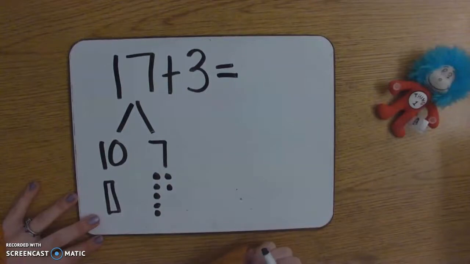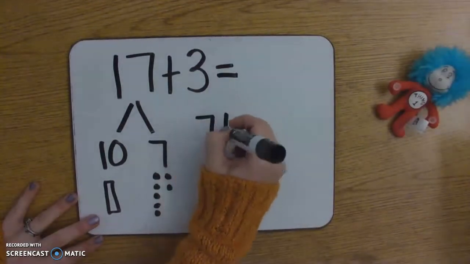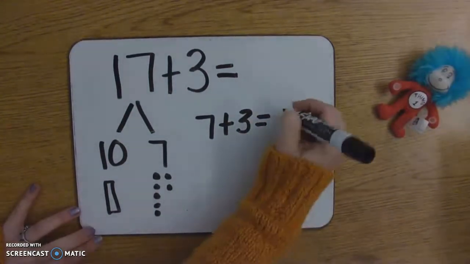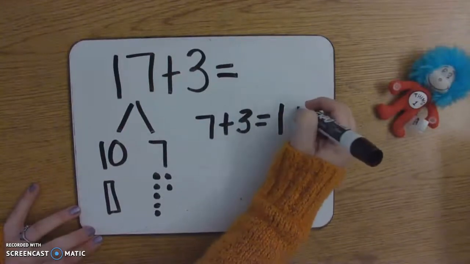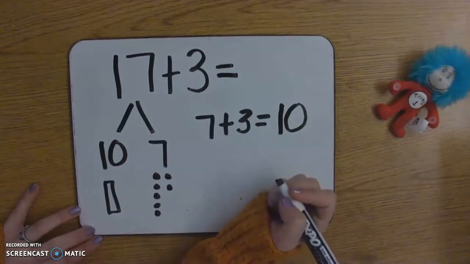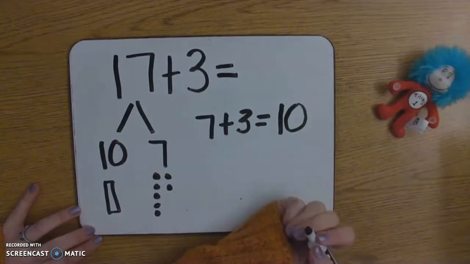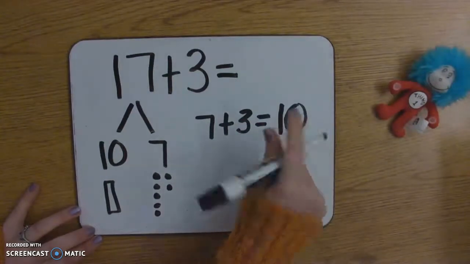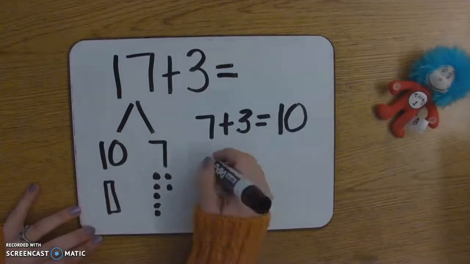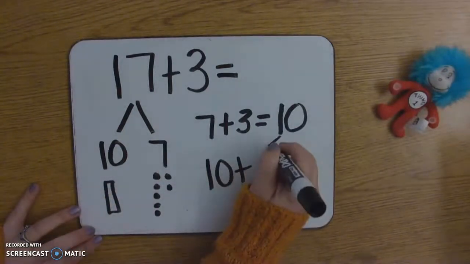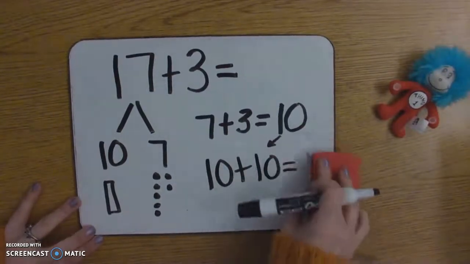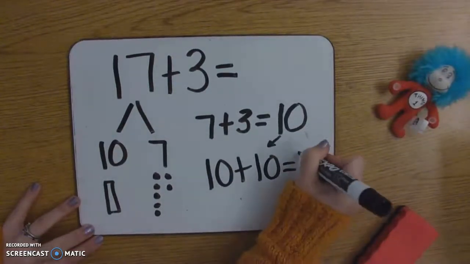Okay, let's add our 1s together. 7 plus 3. Oh, how fun! Look, we made a group of 10. Bundle, bundle, bundle, we made a group of 10. We move it to the 10s place, and then we start again. How fun! I love making groups of 10. All right, now we're going to take our 10s over here. 10 plus our answer from when we added our 1s together. Oh, and 10 plus 10 equals 20.